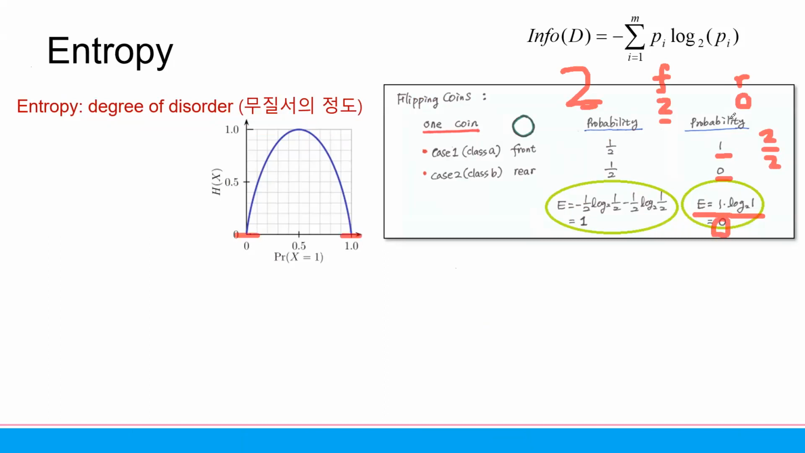So if you look at this, because it is 0, this is only front that happened. Then we don't need to separate because I know this is only front.